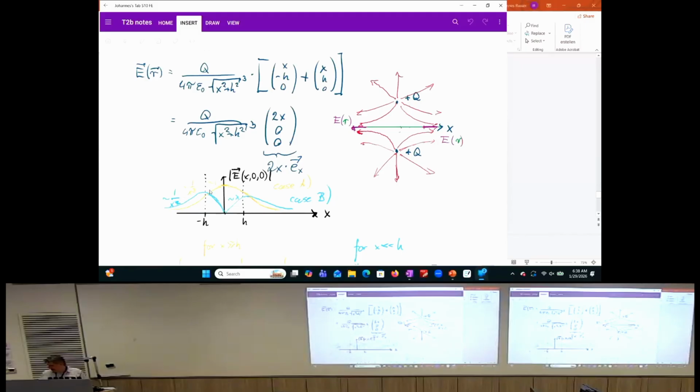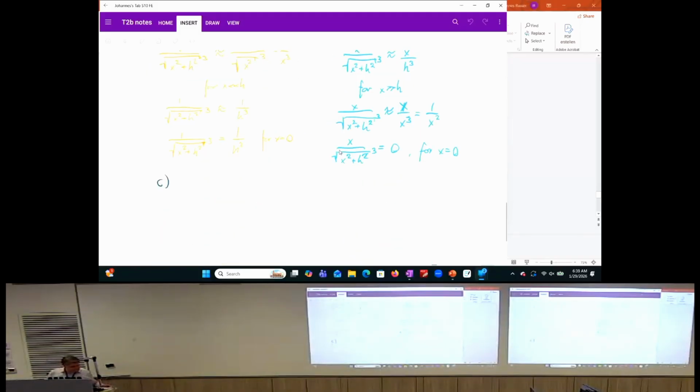And here, on the other hand, this was a second case with the like charges. You have a contribution to this magnitude only from the x component, because in the second scenario along the x-axis there is only an x component of the field.